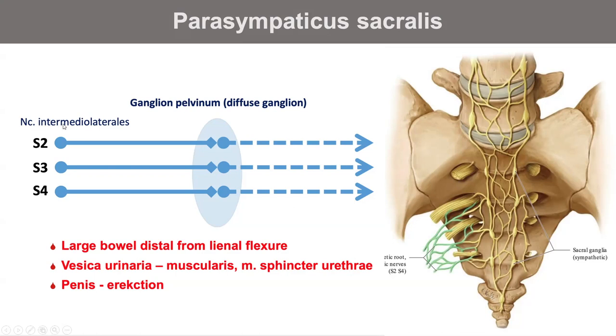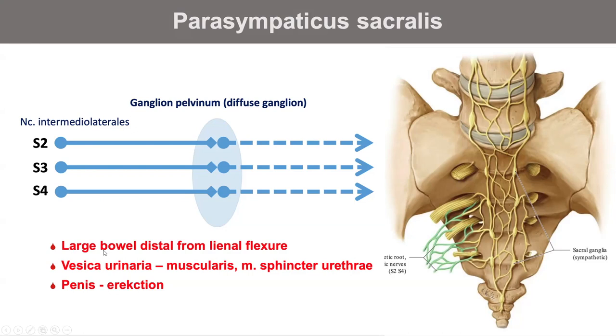So this intermediolateral nucleus in the lateral horn of S2, S3, S4 is sending the preganglionic fiber, which synapses with the postganglionic neuron at the ganglion pelvinum, as they call it. That is in the wall of the organs, so that's why they call it diffuse ganglion. And then they reach the target organ via the postganglionic fiber.